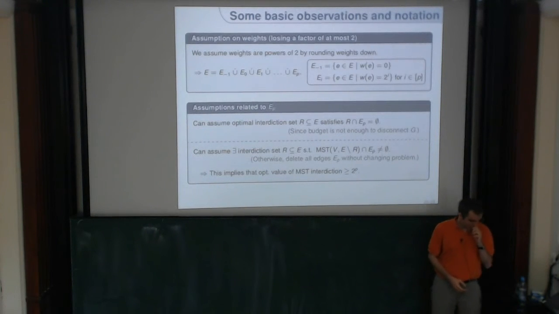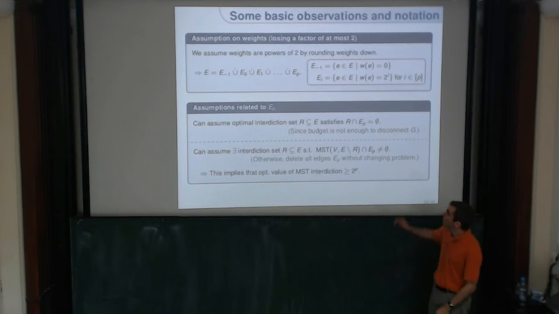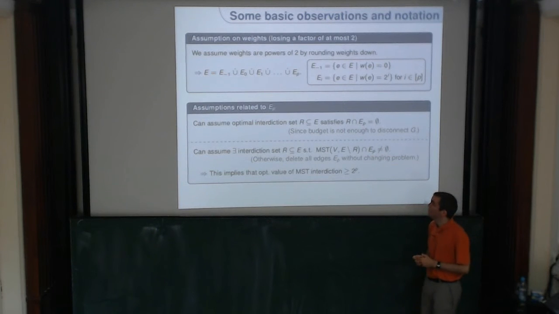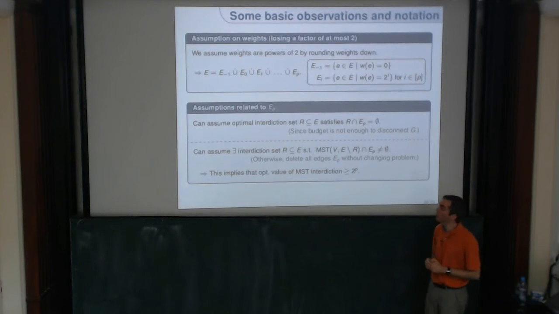So let me start with a few more assumptions that are pretty simple, but important. One is, I will assume that all weights are either 0 or a power of 2. So I just round them down to the next power of 2, or if they're 0, I'll leave them at 0. That, of course, changes the value of any spanning tree by at most a factor of 2, so if I'm looking for constant factor approximations, that's OK. I can do that, and we'll maybe lose a factor of 2 by doing that.